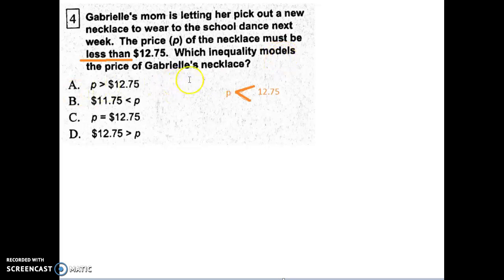So which inequality models the price of Gabrielle's necklace? I wrote it out already, right? P is less than $12.75. It's eating the $12.75. P, this says P is greater than $12.75. That means the mom would be letting her spend more than that, which is not what she said. $11.75. It's not even the price we're talking about, so let's get rid of it. P equals, well, we're not talking about it equals. It has to be less than, right? And this says $12.75 is greater than P, or P is less than $12.75. That's our answer, right? Notice that this means the same as what I wrote, even though it's opposite.